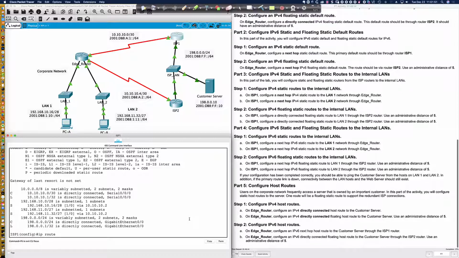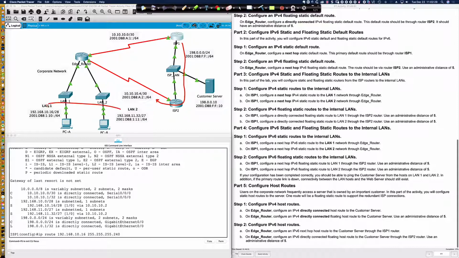So my route to get to the 192.168.10.16, and again, 255.255.255.240, because 128 and 64 is 192, plus 32 is 224, plus 16 is 240. Those 4 bits that are being borrowed from the host bits. Now, remember, it says we're configuring a directly connected floating static route to LAN 1 through ISP2, meaning we're creating sort of a backup path here to go this direction to get to these two networks.